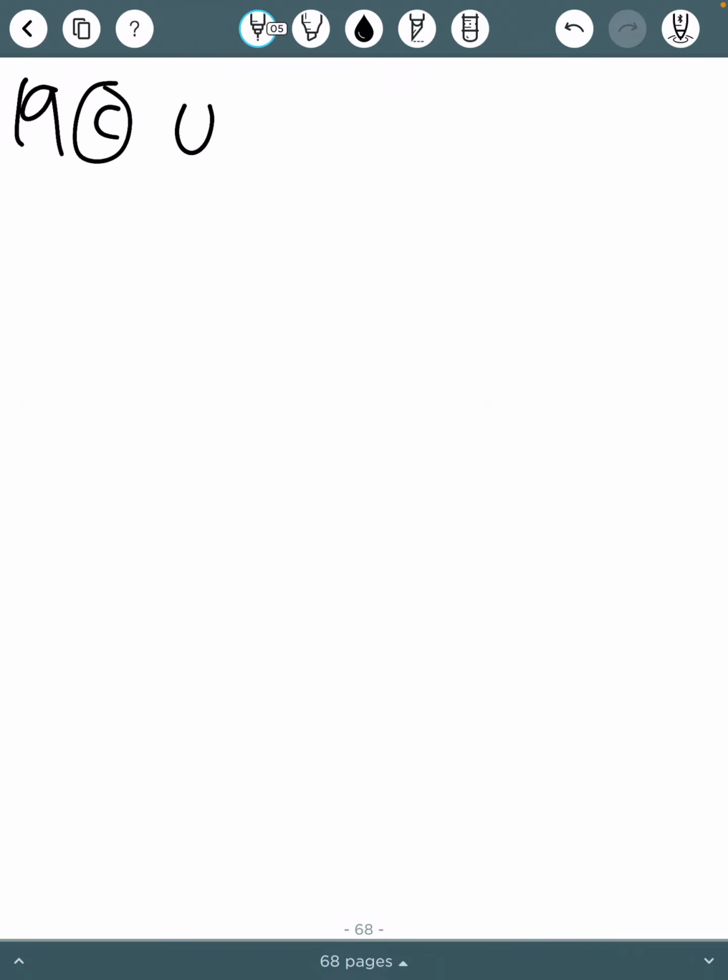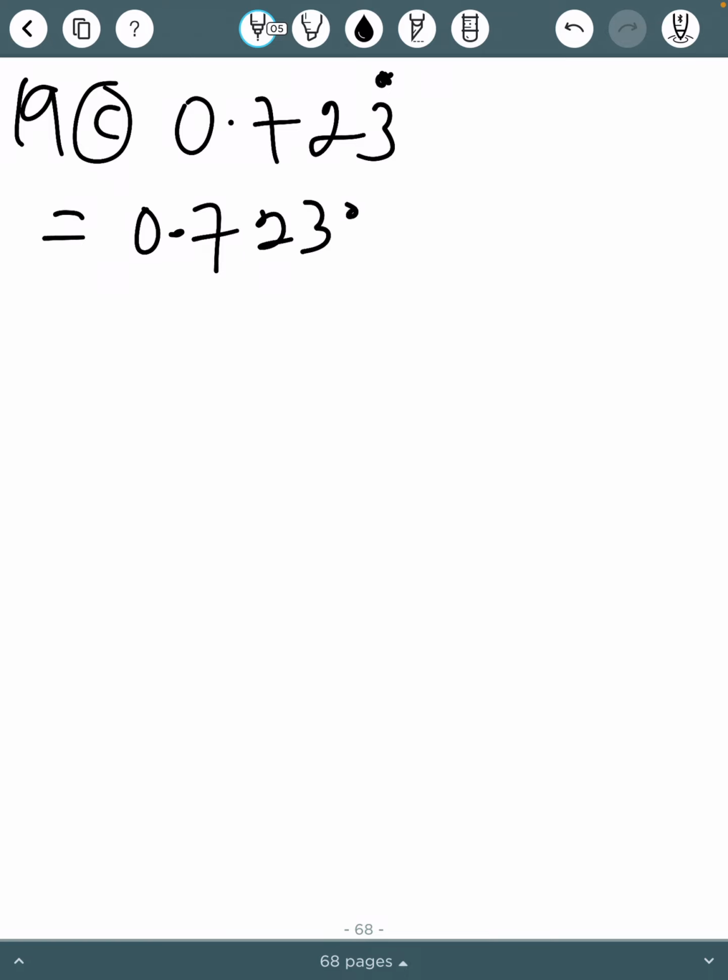Question 19c says that we should simplify the fraction 0.723 up to the simplest form. Now, in this case too, the same goes for this question too. Since the 3 is dotted, since the top of the 3 is dotted, 0.723 here means the same thing as 0.7233333, and the 3 continues to infinity.